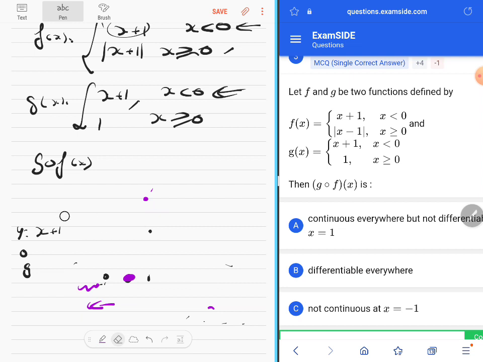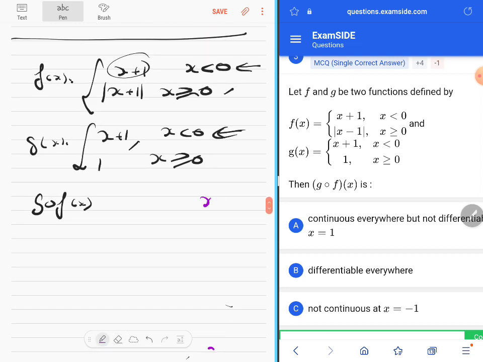I hope you understood. So when defining g of f of x, you can't write x is less than 0, write x is less than minus 1, and in that case it will become x plus 2. And for the second function, it will be g of mod of x plus 1, and whenever the value of x is greater than 0, obviously the answer will just be 1.